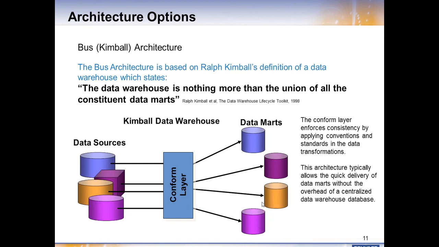And what we want the conform layer to do is say, we've got all these different code sets that mean the same thing, but we relate to them or refer to them differently. We just want to have one standard for all of our data marts. Let's say for all of our data marts, we only want gender to be M or F. And so if we have a data source that is providing male and female, the conform layer will read that and change the male to the letter M and change female to the letter F before it writes it into the data mart. So that's one example.